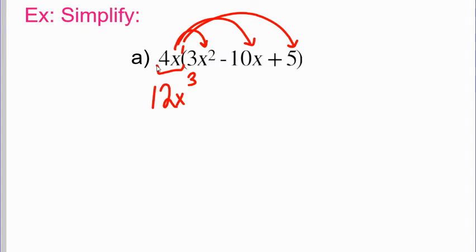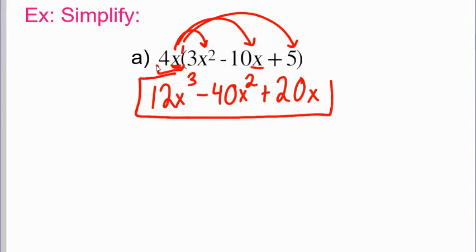Next, 4x and negative 10. 4 times negative 10 is negative 40. X times x is x squared, so I've got 2 x's. Then my last term, 4 times 5 is 20, and then I'm going to tack on my x at the end. So we have plus 20x, and that is our simplified polynomial expression. We can't combine like terms or anything else, so that's all that we're left with. So that was pretty much a review from what we did Monday and last week.